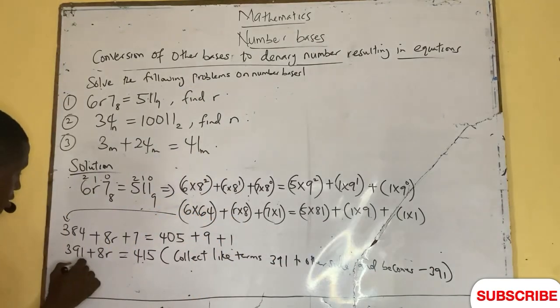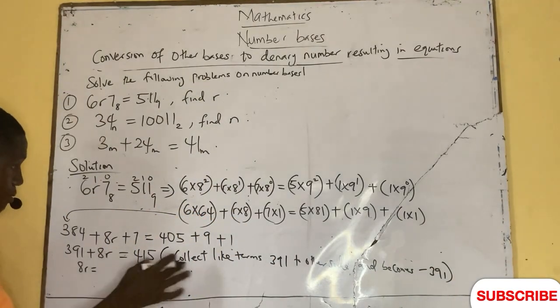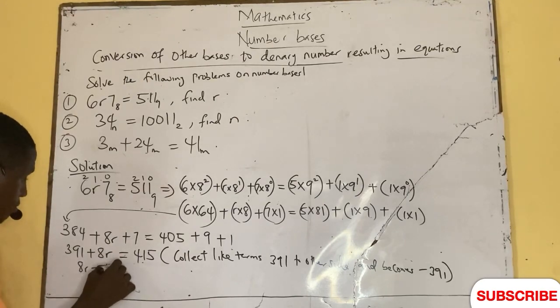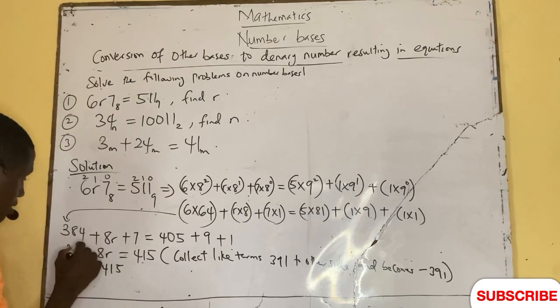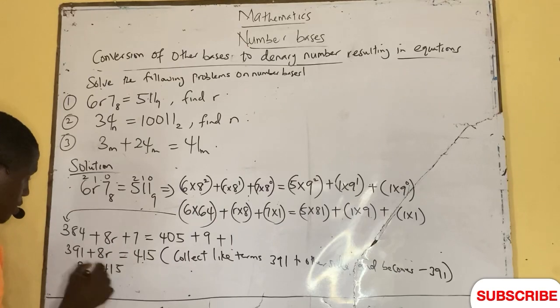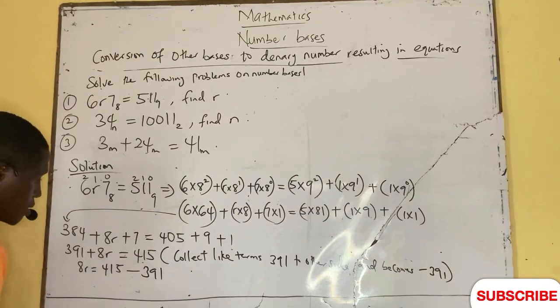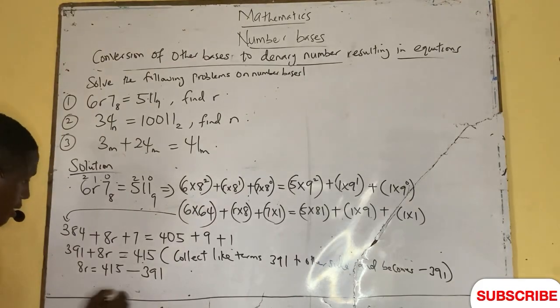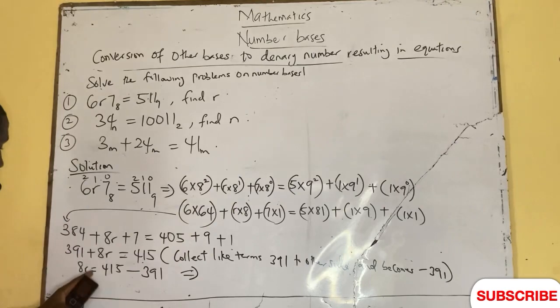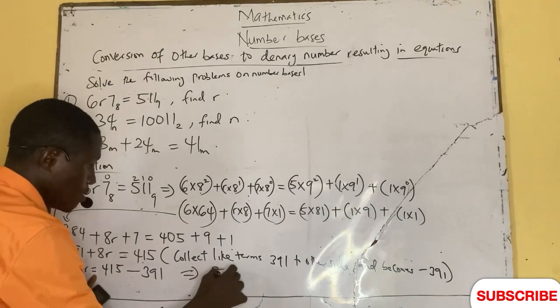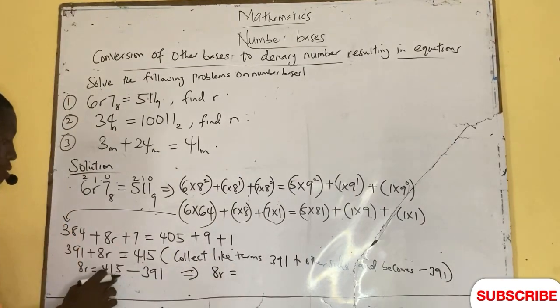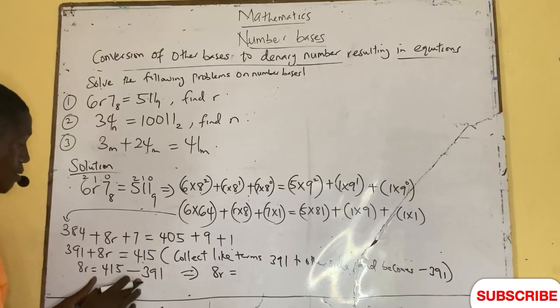Okay, so we have 8r equal to 415. Now you transfer this, that's what I'm saying. You transfer this to the other side. So we have 415 minus 391. So what is going to give an answer here? So 8r now will be equal to 415 minus 391. What do we get?